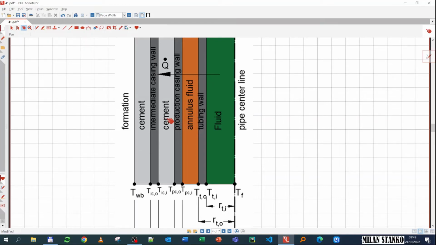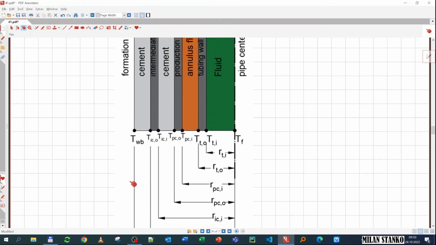Then we have conduction in the cement. Then we have conduction in the intermediate casing, and then we have conduction in the cement. And we're going to stop there. We're not going to take the formation yet because we know the formation is some sort of a transient process. But we're going to say simply that the temperature at the formation wall is TWB.